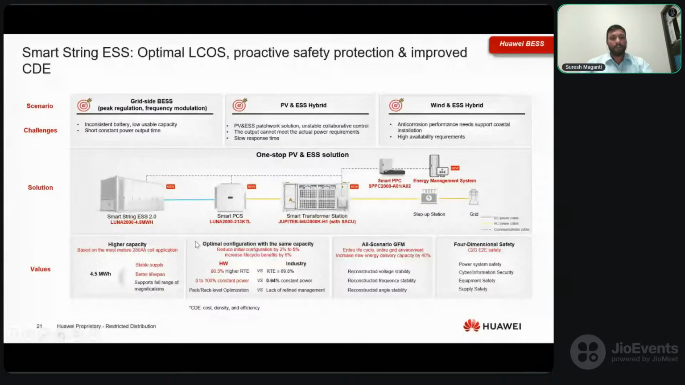And also, by using this solution, as we already discussed, it has above 90% round trip efficiency. That is much better than the market trend. And it has a constant power output from SOC 0 to 100%. So these are all the features that we can have. And also, once the battery energy storage system forms the grid forming technology, it will support voltage stability, frequency stability, and also angle stability. So these are all the features. So let's go into the other details.